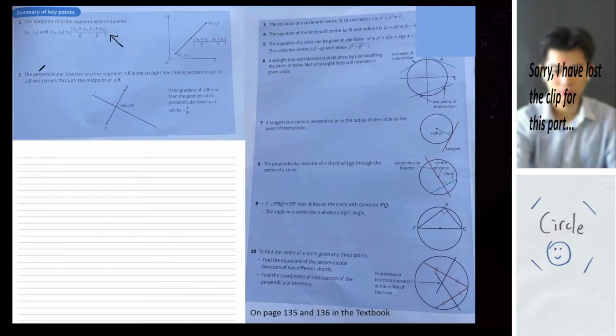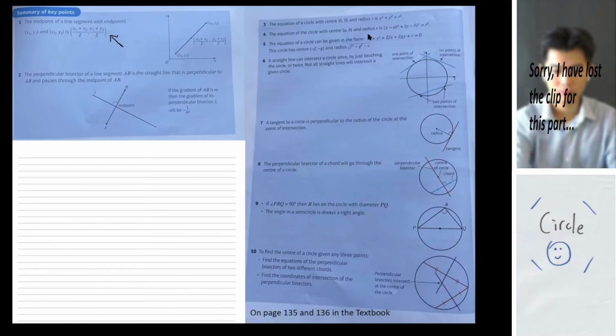For part 2, the perpendicular bisector of the line segment AB is the straight line that is perpendicular to AB and passes through the midpoint of AB. Perpendicular means 90 degrees to the original line, and the perpendicular bisector is the perpendicular line through the midpoint. For part 3, the equation of a circle with center (0, 0) and radius r is x squared plus y squared equals r squared. So always remember this is the equation of the circle.